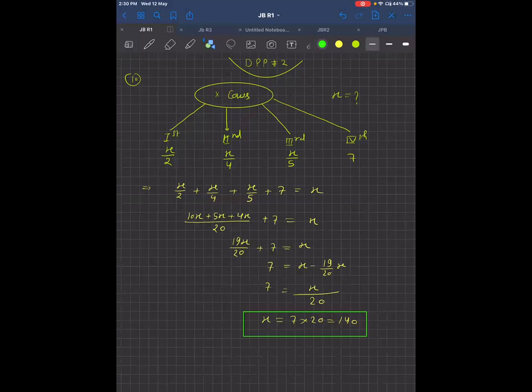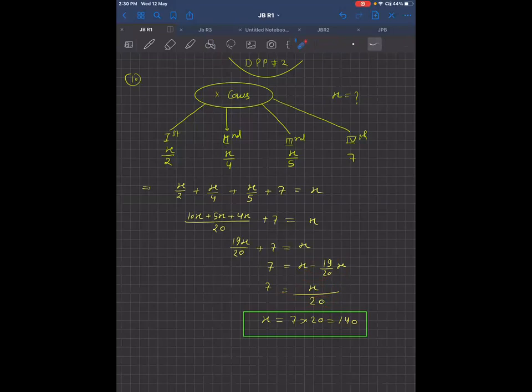So, last two steps. The last two steps have become x minus 19 by 20x. If you take LCM 20, then 20x minus 19x will be there. 20 minus 19, I have only one x. So 1x by 20, multiply this 20 this side, 140.